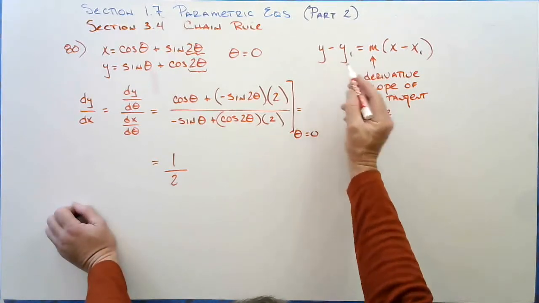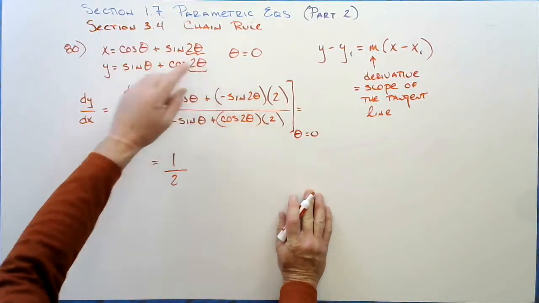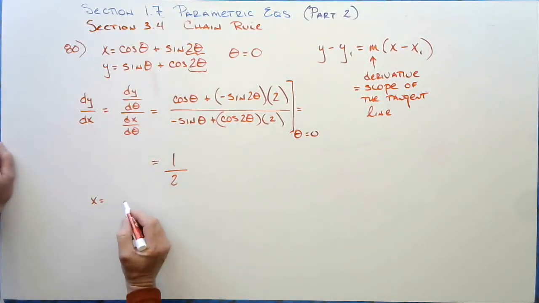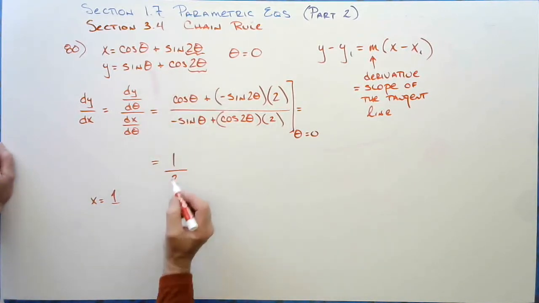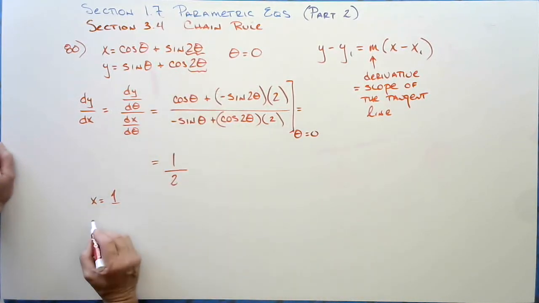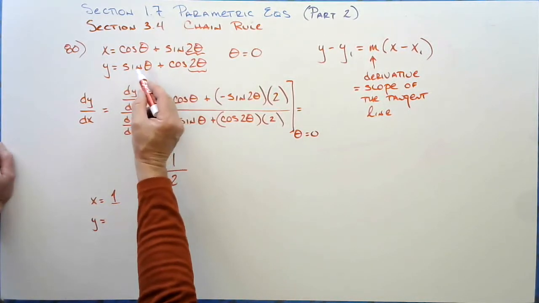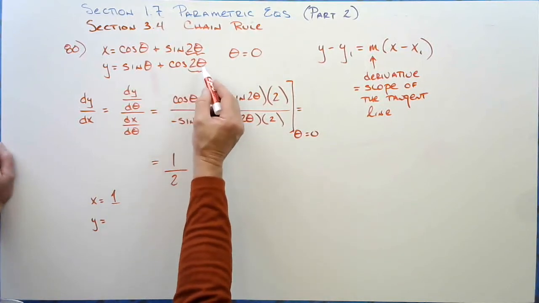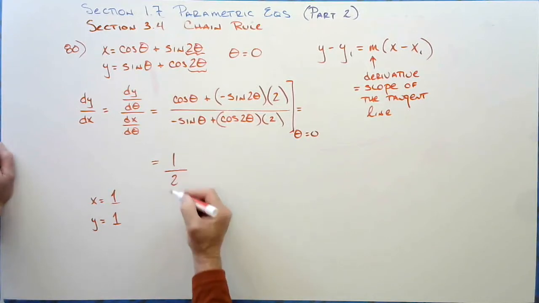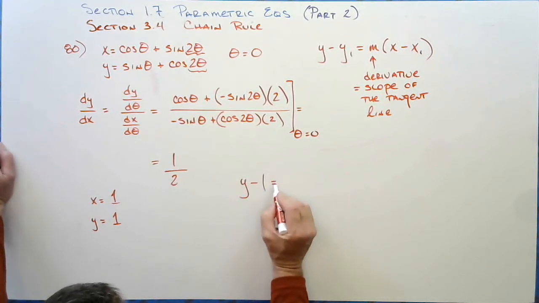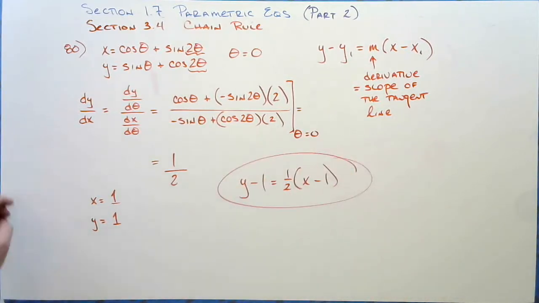Now, before we can find the equation of the tangent line, we have to find our point x, y, and we're going to find x by plugging in theta is 0, so x is going to be cosine of 0, which is 1, minus sine of 0, because 2 times 0 is 0, that's going to be 0. And then y is going to be sine of theta, sine of 0 is going to be 0, plus cosine of 2 times 0, which is still cosine of 0, and that's going to be 1 as well. So our point is 1, 1, our slope is 1/2. So we get y minus the y coordinate equals 1/2 times x minus the x coordinate, and that's the equation of our tangent line.